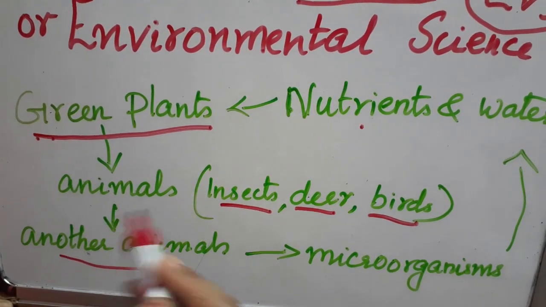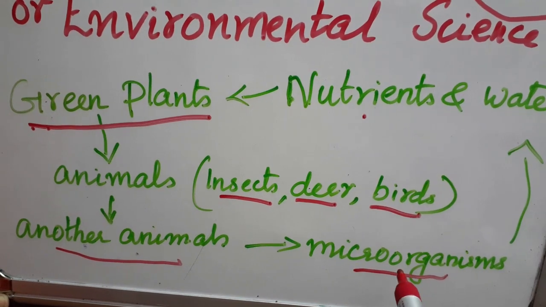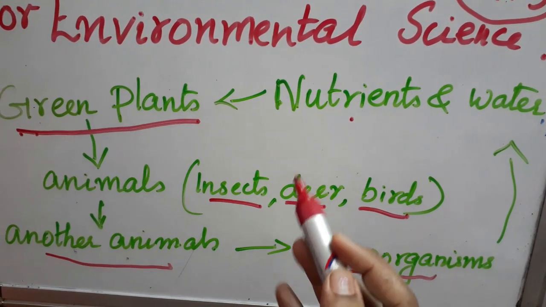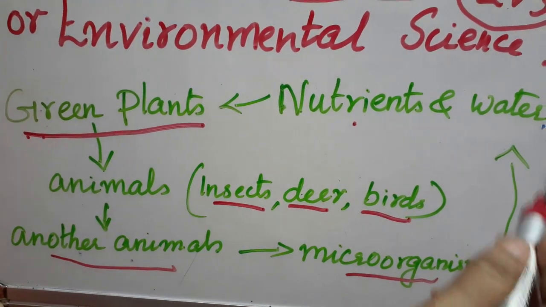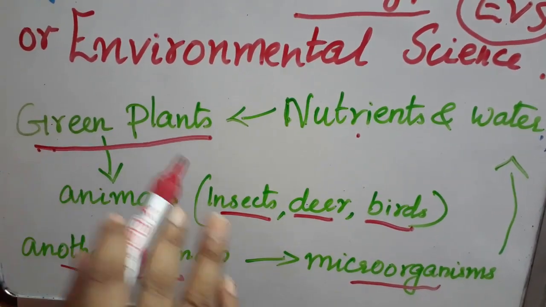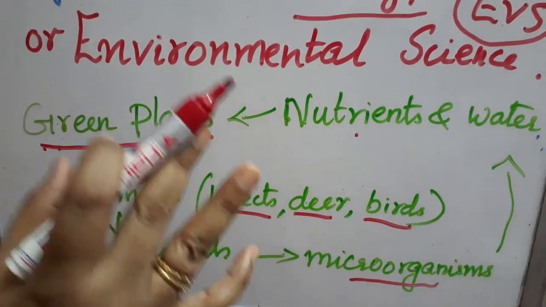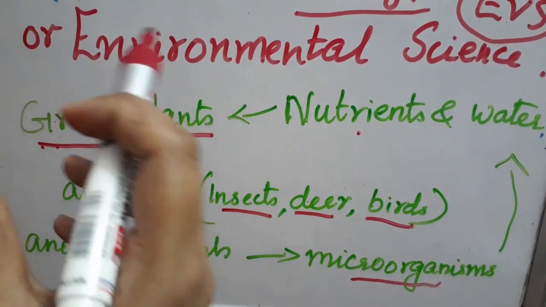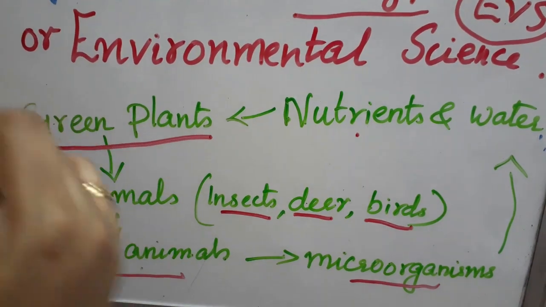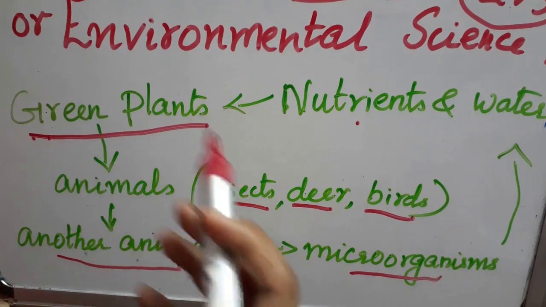After that it will be eaten by some bacteria and other microorganisms, and these nutrients and water again go to the soil. Like that it will continue. So there are different types of interactions we can see in our surroundings, in the environment. These are different types of interactions we will learn one by one. Okay.